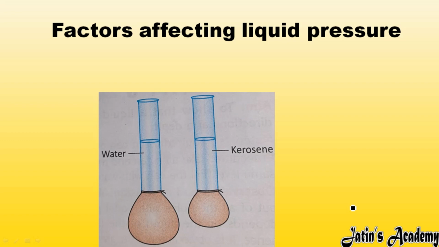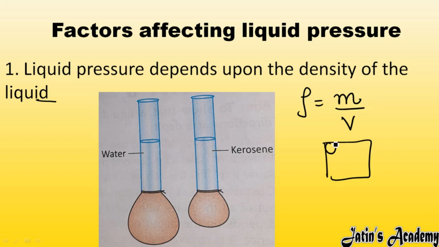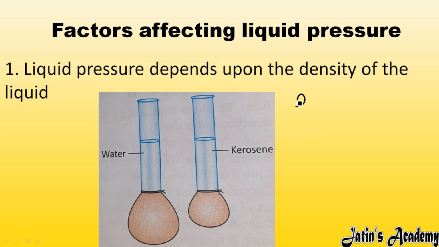This means on which factors liquid pressure depends. First, liquid pressure depends upon the density of the liquid. You might know that density is equal to mass per unit volume. It means how many matter particles are contained in a given volume of any substance; that is known as its density. If the density of a liquid is more, then liquid pressure is also more. The liquid will exert more pressure on that material.